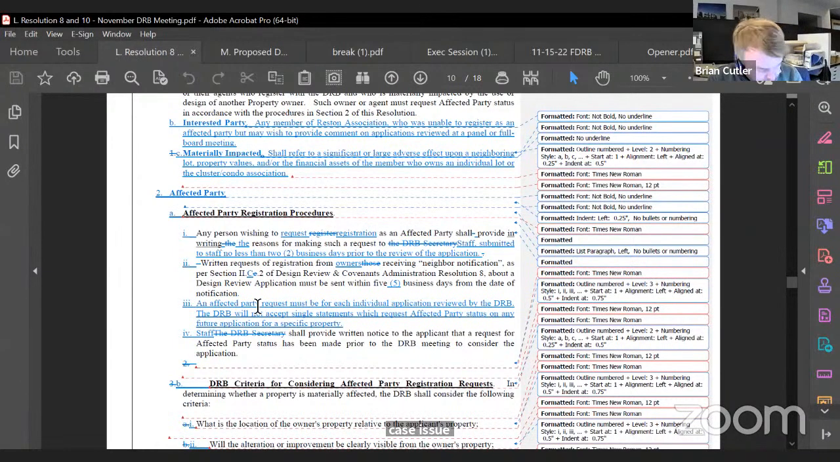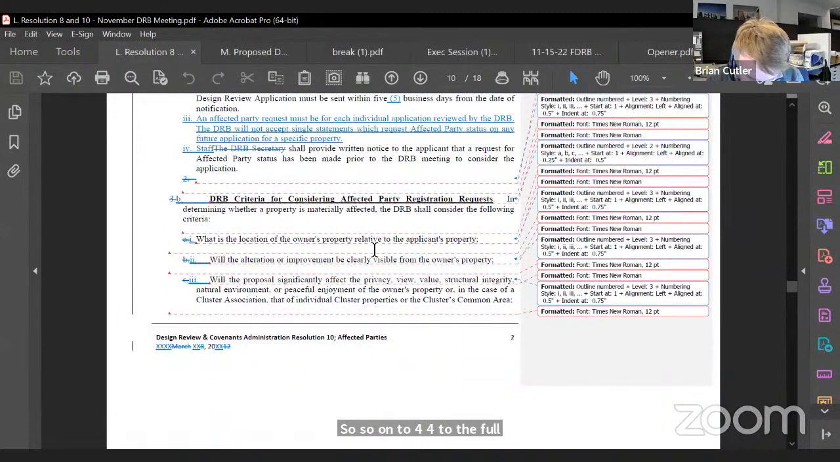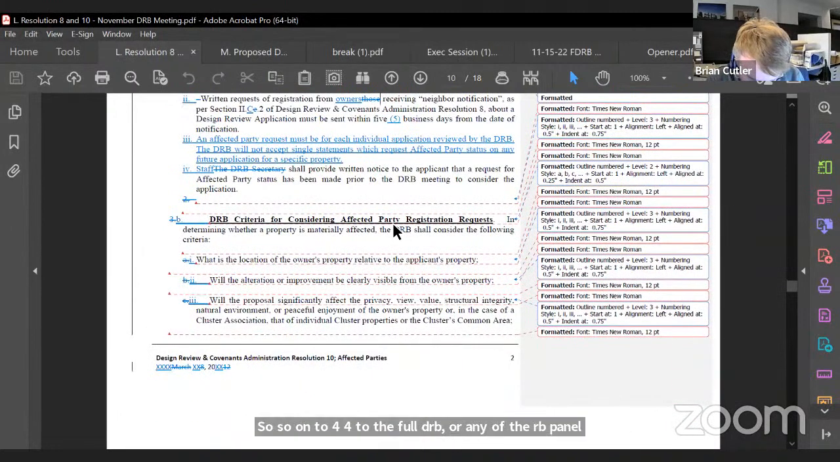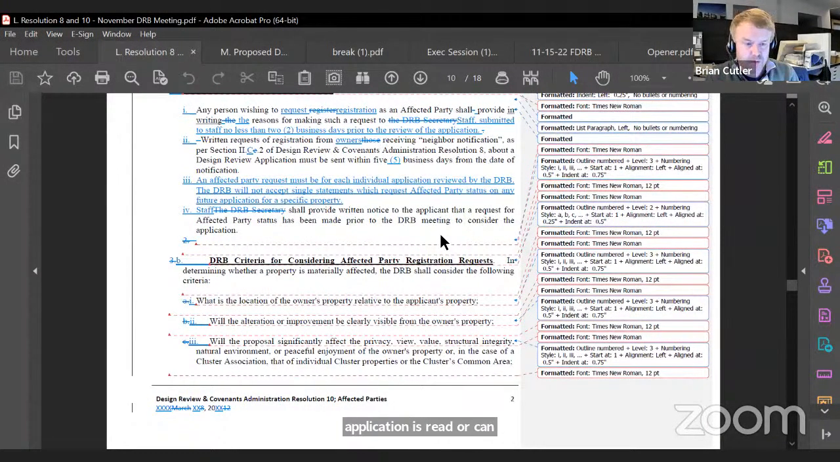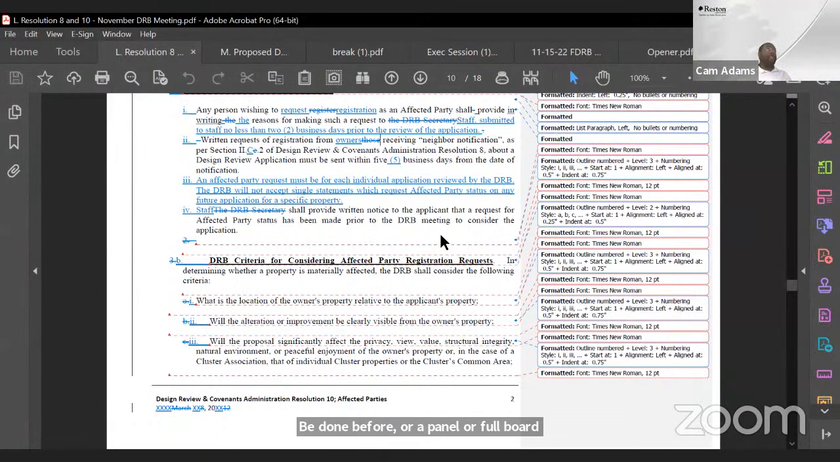And then for the DRB determination on affected party requests, on 4.2, the full DRB or any DRB panel may deny an affected party request from any owner if it determines, and so on. So how does that happen? Can it happen in a panel meeting when the application is read, or can it be done before a panel or full board meeting? I believe that it should be done at a meeting.